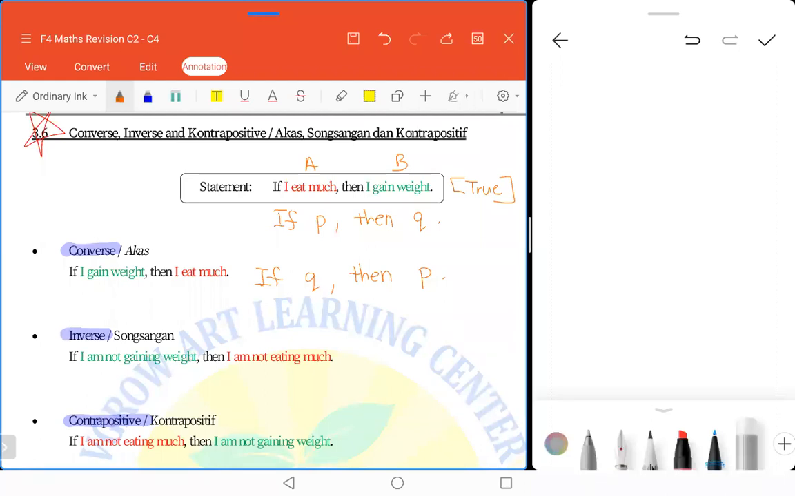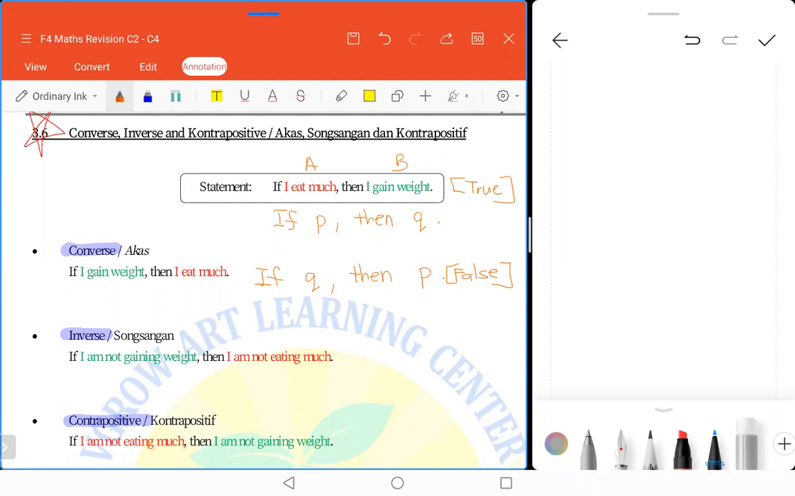So I must ask you. Emily, is it true or false? False. Why do you say false? When you gain weight, you cannot eat much, is it? Okay, all right. You ask a girl, she must know what the answer is. The answer is false. This is a false statement. If you gain weight, you're supposed to eat less. Correct, no? Eat less.